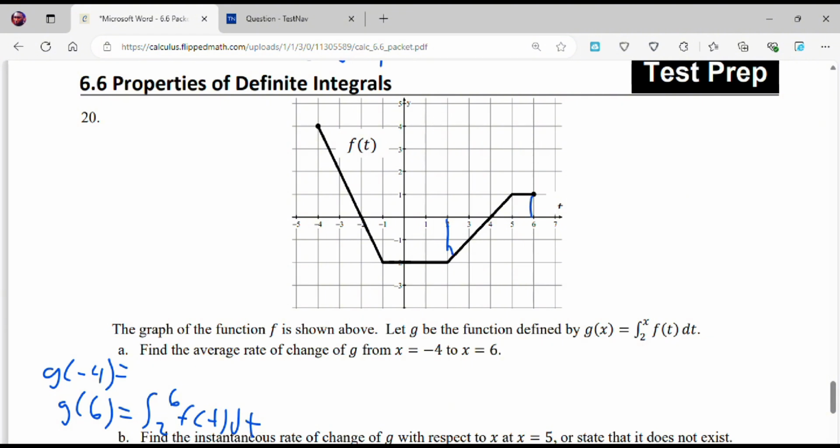The area of a triangle is 1/2 times base times height. You have a base of 2, height of 2, so 1/2 times 2 times 2 is going to be 2. And then over here we have a square that is just 1, right? And then 1/2 times 1 times 1 is 1/2 for the triangle. And again, we want to remember that any area below the x-axis, we are going to consider negative. So it is going to be -2 plus 1/2 plus 1, which is -0.5.